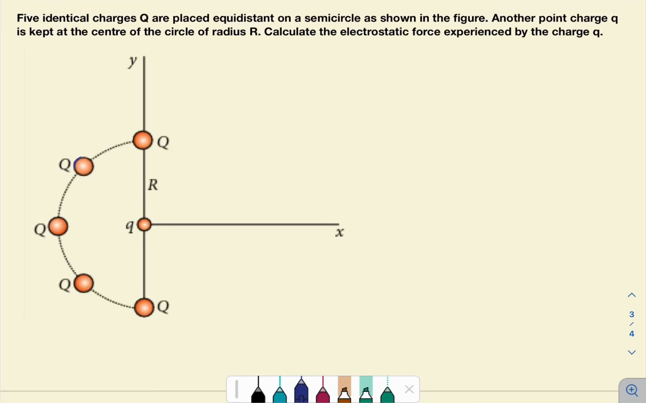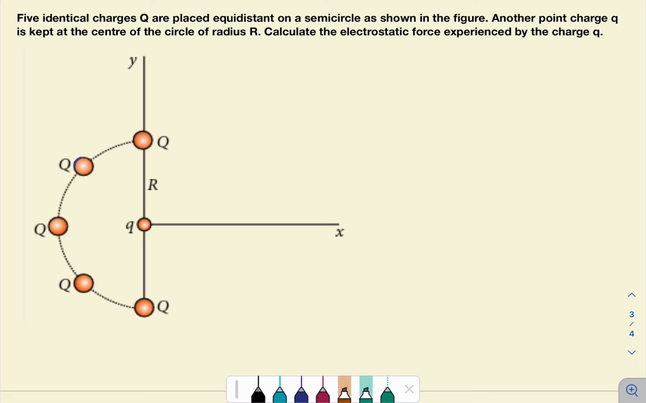Hello students, welcome. In this problem, 5 identical charges capital Q are placed equidistant on a semicircular shape, at equal distances. In the center we have a small q. What they are asking is: what is the electrostatic force experienced by small q?